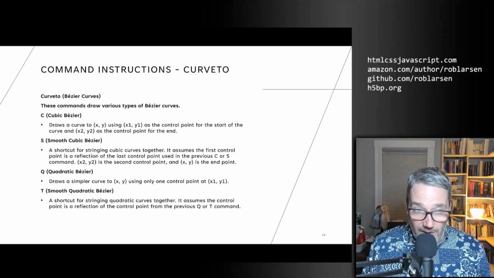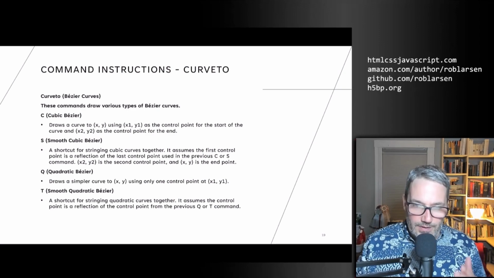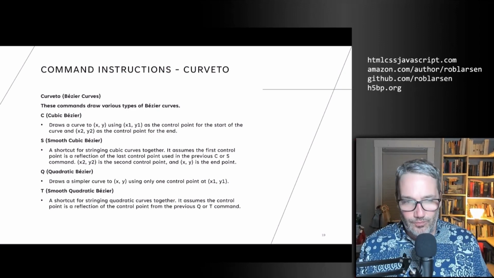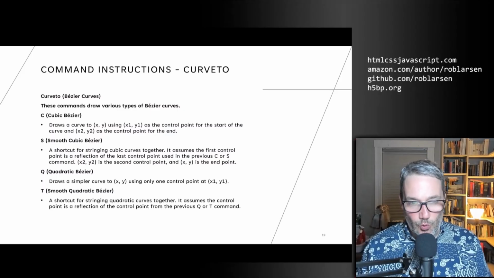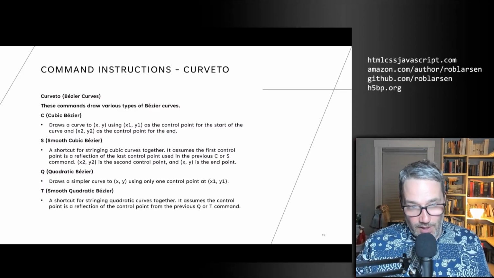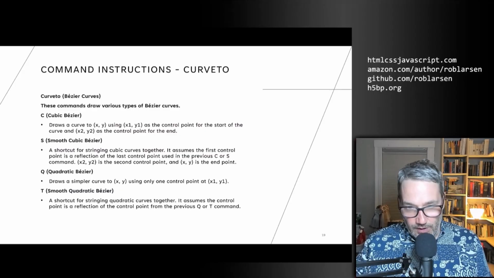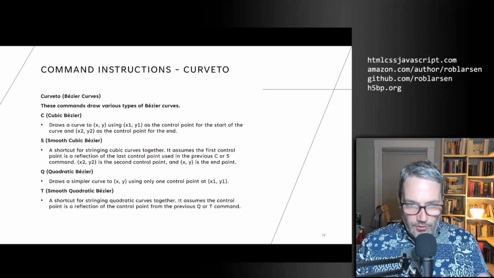Q, quadratic Bezier, draws a simple curve to xy using only one control point at x1, y1. T, smooth quadratic Bezier. This is a shortcut for stringing quadratic curves together. It assumes the control point is a reflection of the control point from the previous Q or T command. So again, it's a mirror of the previous control point that you used to define your previous quadratic Bezier.